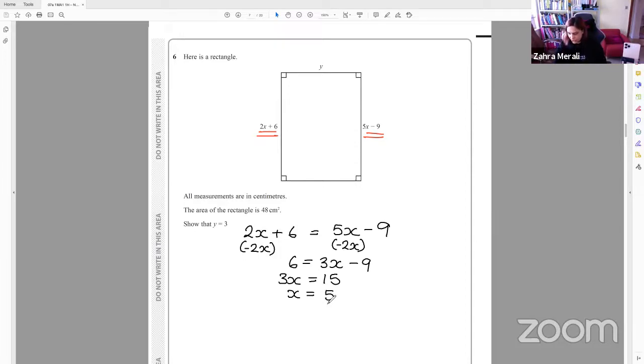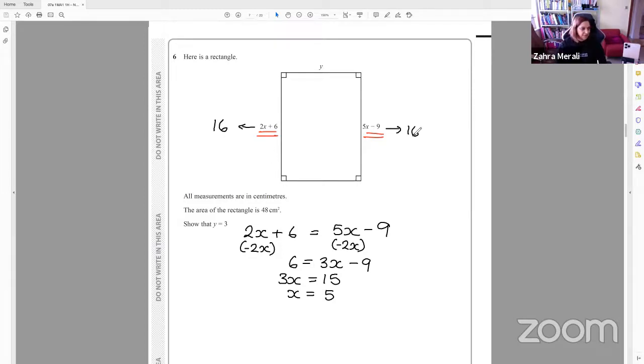So now we know that this side is 2 times 5, which is 10, plus 6, which gives you 16. And I'd always do a double check. And in an exam, check as you go along. So 5 times 5 is 25, minus 9 is also 16. So you know you've done it right.